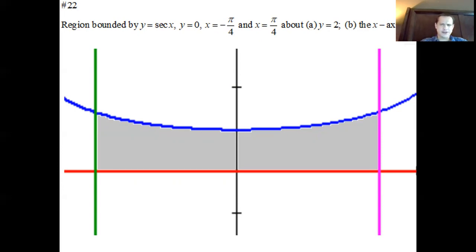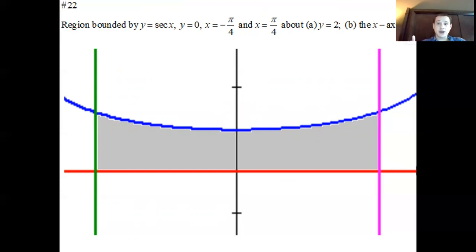Well, okay, let's get our bearings first. You always want to know what they're talking about, what the region is. So the blue line is secant x, if you graph it and kind of zoom in. Y equals 0, what they're telling you there is y equals 0 is the x-axis. So that red line there represents the x-axis, but you've got to remember it's between secant x on top and y equals 0, the x-axis, on bottom. They also say x goes from negative pi over 4, that's the green line, all the way over to x equals pi over 4, which is the purplish line. So you see this gray area shaded in here, that's the region they're talking about.